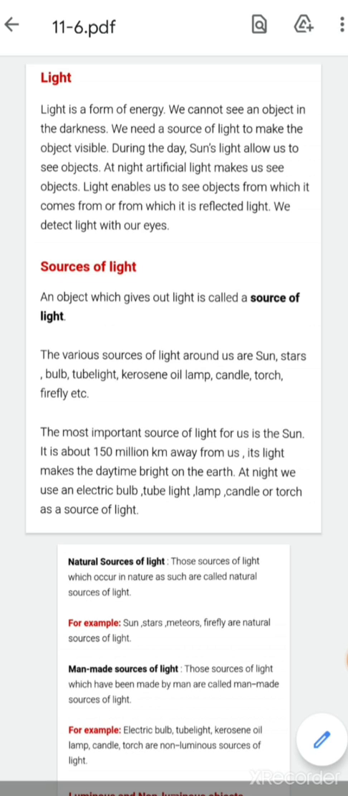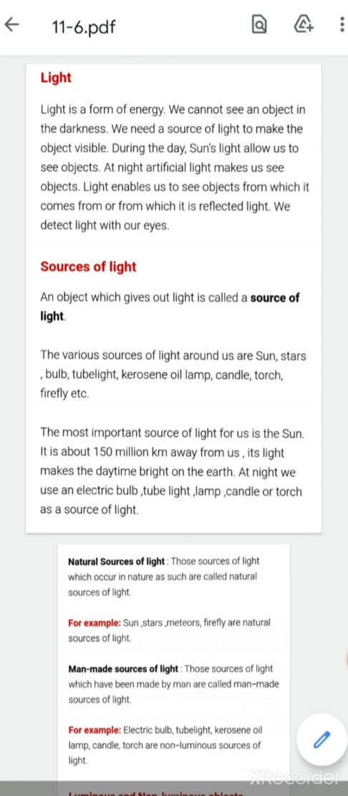And very importantly, we detect every light with our eyes. Now, what are the sources of light? An object which gives out light is called a source of light. For example, an oil lamp, candle, torch, firefly, etc. The most important source of light for us is the sun, because it is about 150 million kilometers away from us, and its light makes the daytime bright on the earth. At night, when we use an electric bulb, tube light, or lamp, these are the sources of light.